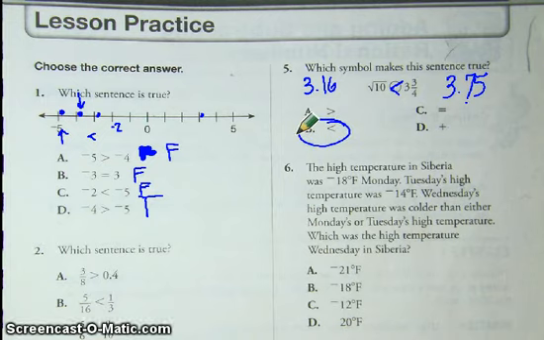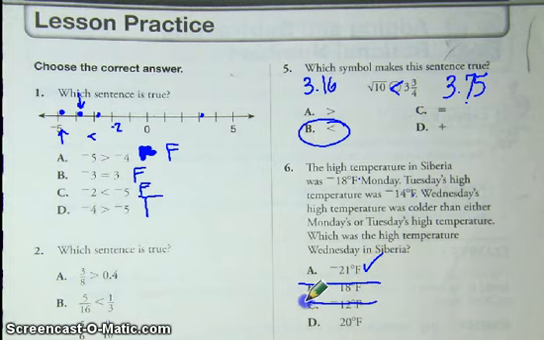Question 6 says the high temperature in Siberia was -18 degrees Fahrenheit on Monday. Tuesday's high temperature was -14 degrees Fahrenheit. Wednesday's high temperature was colder than either of those days. Which was the high temperature Wednesday in Siberia? Which of these is colder than -18 and -14? -21 is, that's colder. -18 is the same. -12 is warmer, and 20 is warmer. Positive is going to be larger than any negative. So the correct answer choice there is A.